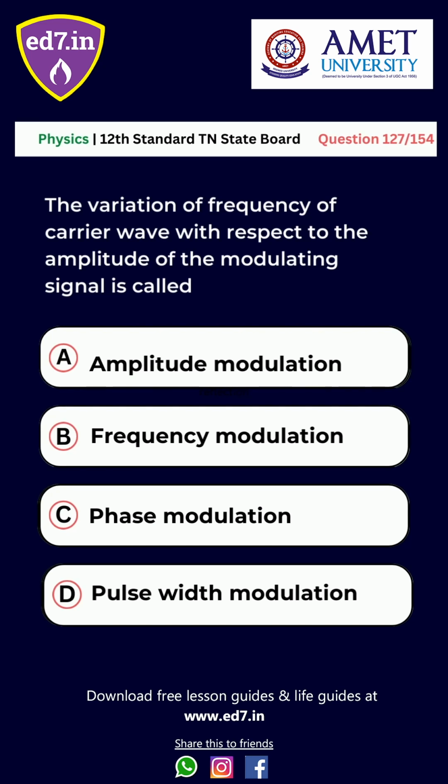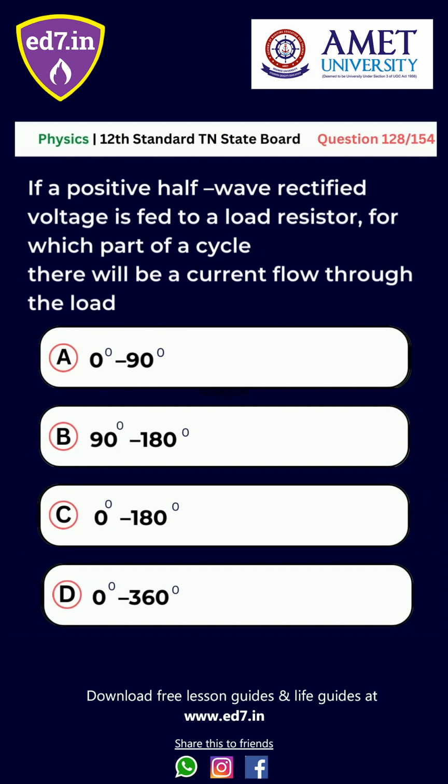The right answer is option B, frequency modulation. Question number 128. If a positive half wave rectified voltage is fed to a load resistor, for which part of a cycle will there be a current flow through the load? Option A, 0 degree to 90 degree, B, 90 degree to 180 degree, C, 0 degree to 180 degree, D, 0 degree to 360 degree. The right answer is option C, 0 degree to 180 degree.